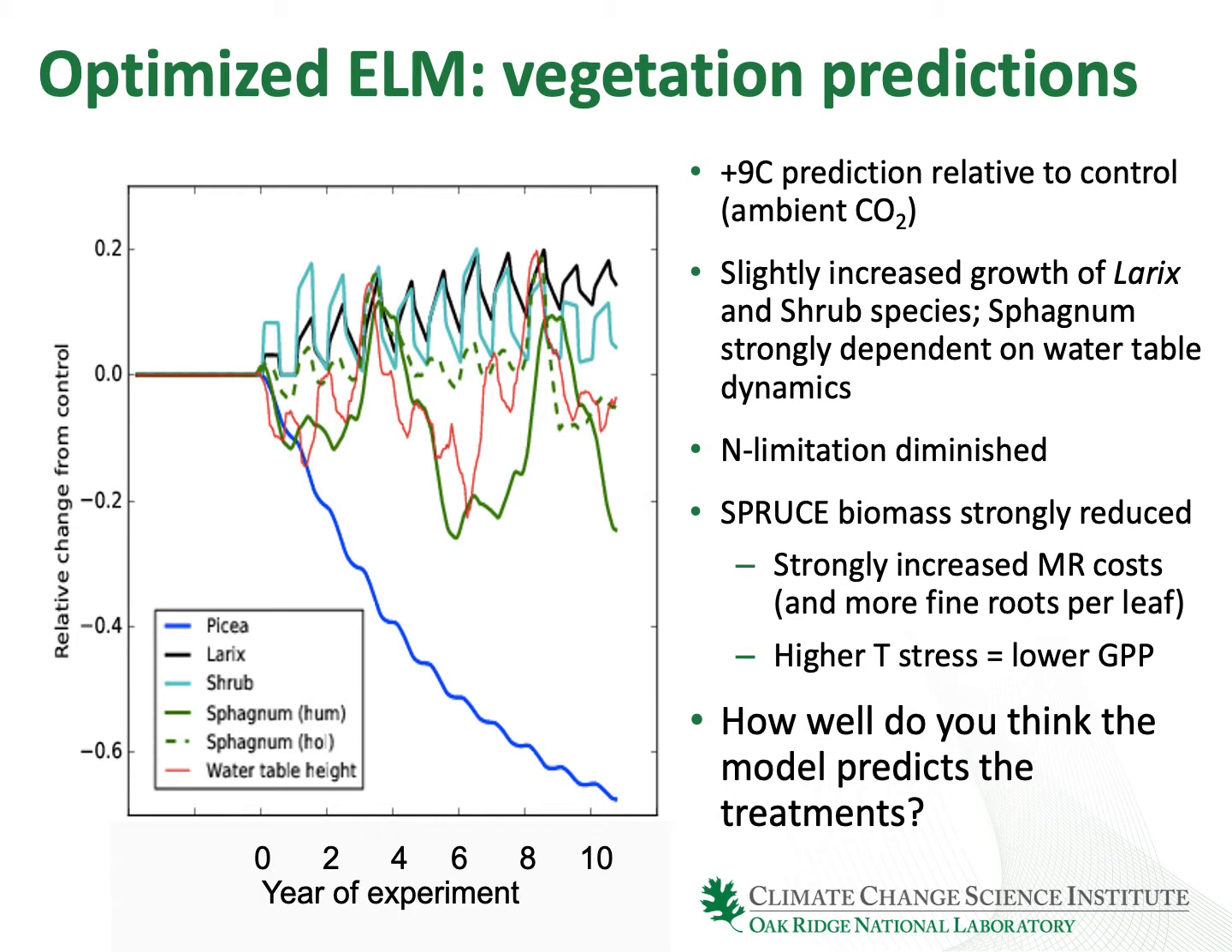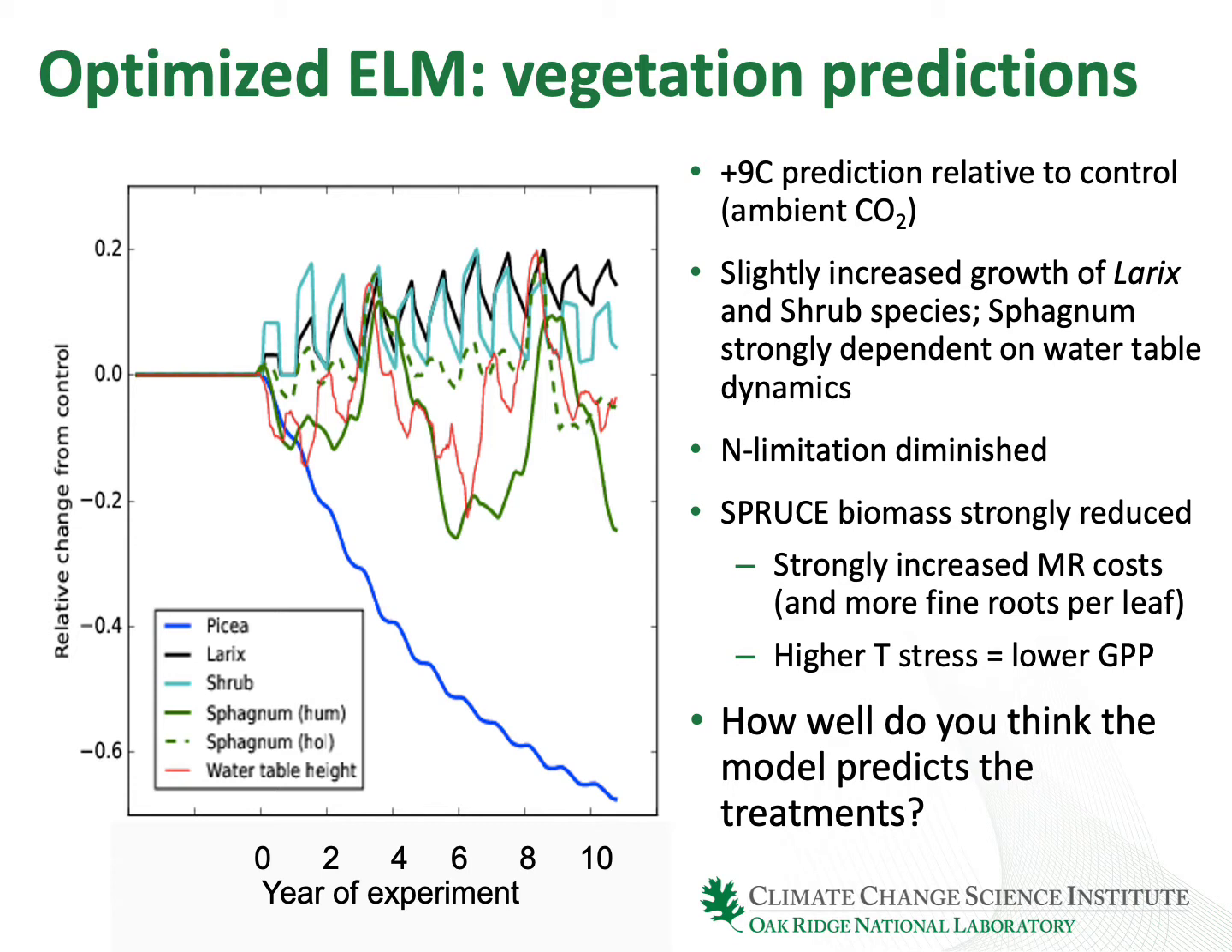So on this figure, we can see what happens when we take these optimized parameters in ELM and run the model forward to predict vegetation under treatment conditions. What we're looking at here is a relative change from control for the +9, or the most extreme warming case, with ambient carbon dioxide. What we see is, beginning at year 0 when the treatment begins, you can almost immediately see the spruce, or Picea, declining.